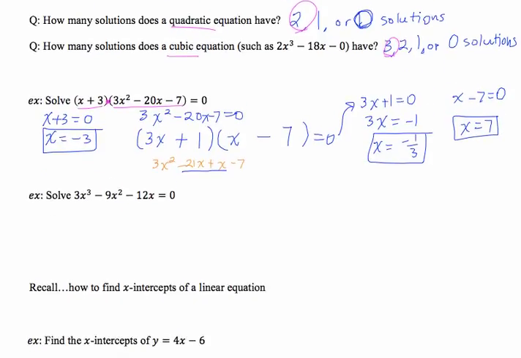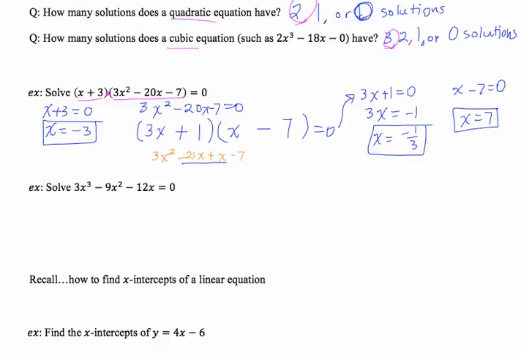And of course, you can always check your answer by plugging any of these back in. For example, if you suspect that maybe one of them is not right, plug it back in up here and see. So we could plug in 7 and see what we get. This is just to check, and let's write which one we're doing. I'm plugging in 7 because there's 3 answers to check. So I plug in 7, I get 7 plus 3 times 3 times 7 squared minus 20 times 7 minus 7. Now we need to compute what that number is.